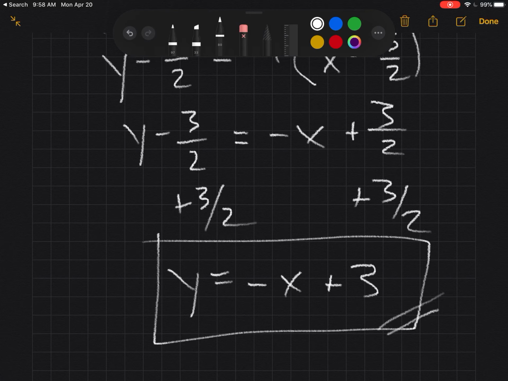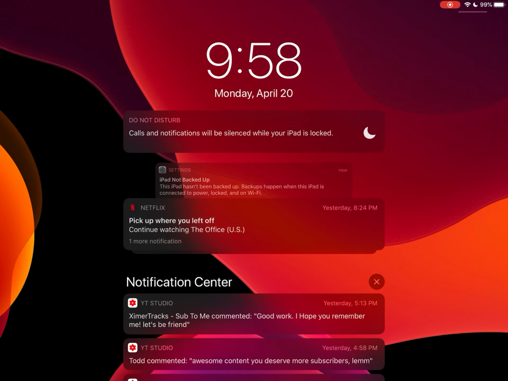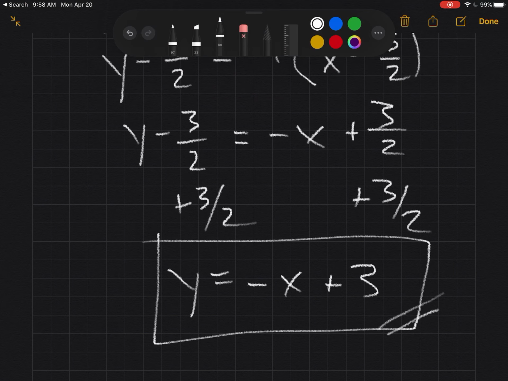And that gives us y minus 3/2 is equal to negative x plus 3/2. Add 3/2 to each side. And we get y is equal to negative x plus 3. And that's the equation of our tangent line at that point.